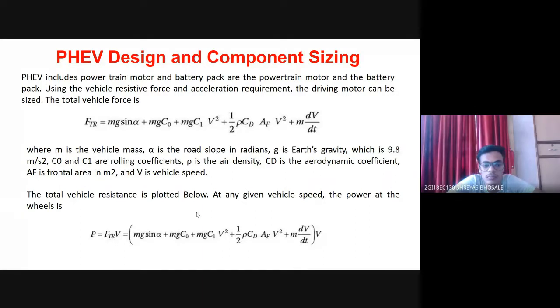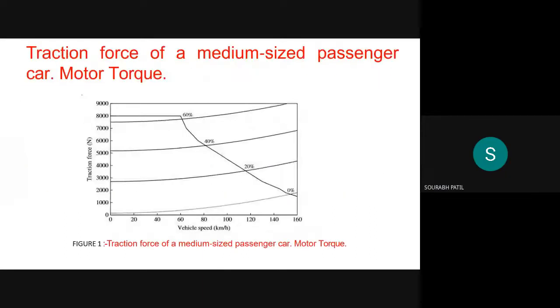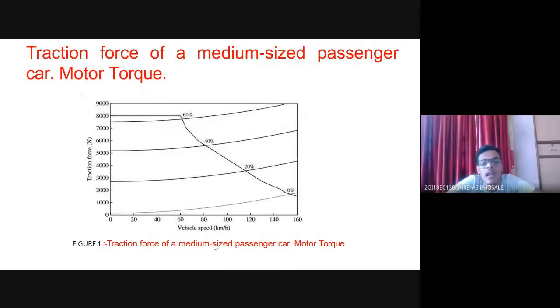Next level. This graph tells about the traction force of a medium-sized passenger car: traction force versus the vehicle speed. In the first gear, the torque is about 60%. It decreases with the increase of the gear. In the second gear, it comes to 40%, and then third gear 20%, and at the road line, it comes to 0%. Next, we'll see the component sizing of EREVs.